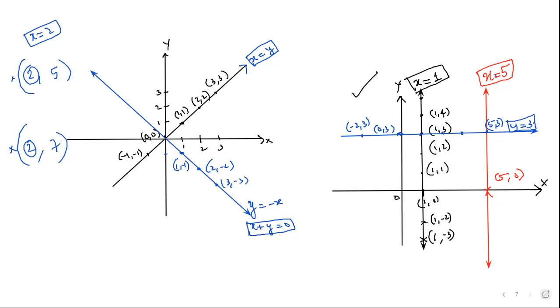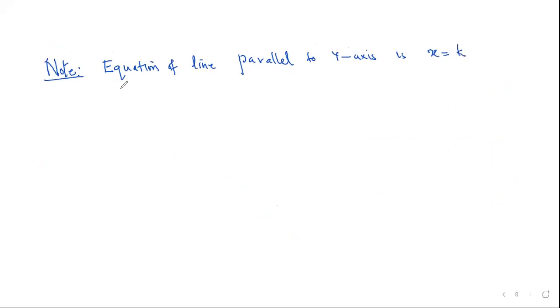Okay. Are you ready? Then write a note. Equation of a line parallel to the y-axis is x is a constant. Equation of a line parallel to the x-axis is y is a constant.